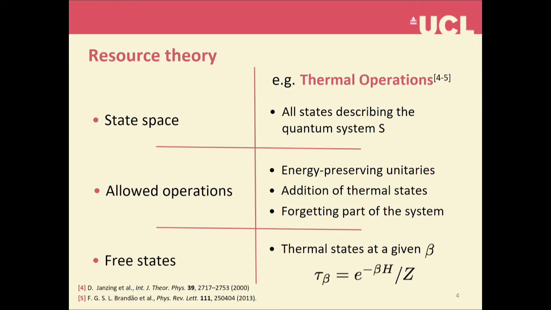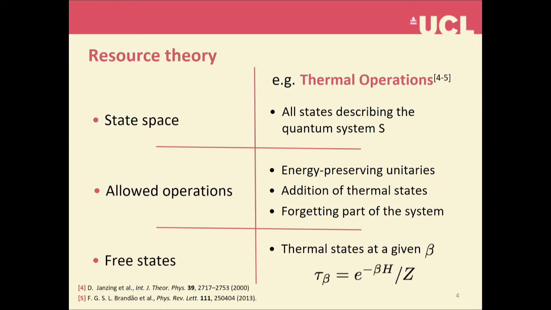Also, we allow for adding a thermal state, meaning the Gibbs state of any given Hamiltonian at a precise temperature. The second operation is equivalent to saying that our system is coupled to an infinite thermal reservoir. Finally, we can forget about part of the system. You can always trace out some subsystem. As I said, the thermal states are the free states of the resource theory because you can add as many as you want. They don't carry any resource, so you can use them, for instance, to reduce the amount of resource you have in your system.